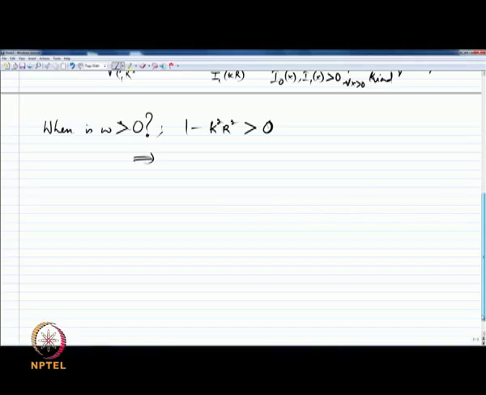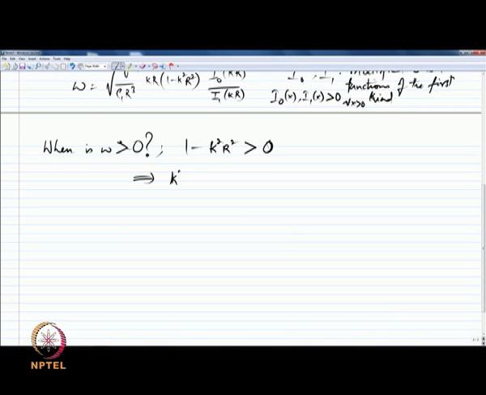So, I 0 of x and I 1 of x are greater than 0 for all x greater than 0. Again, we use the same condition: omega is positive when 1 minus k squared r squared is positive. So, this implies k squared r squared is a non-dimensional wave number. If I was to plot omega versus k, the number 1 on this k bar has a meaning.